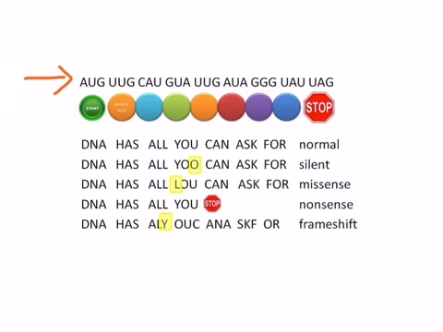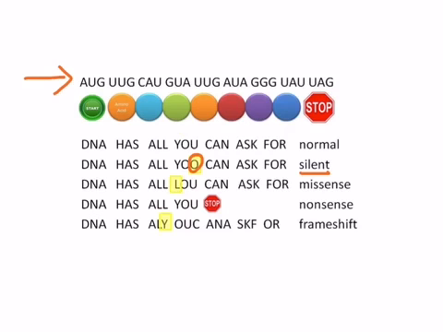In the normal sequence, we're using a sentence here to demonstrate how the change occurs. Ordinarily it would be amino acids, but this way you can see what's happening a little better using words. So in this case, let's say this code codes for "DNA has all you can ask for." With a silent mutation, perhaps the U is changed to an O here, and you would still pronounce it the same, so we call it a silent mutation because the information is still the same.